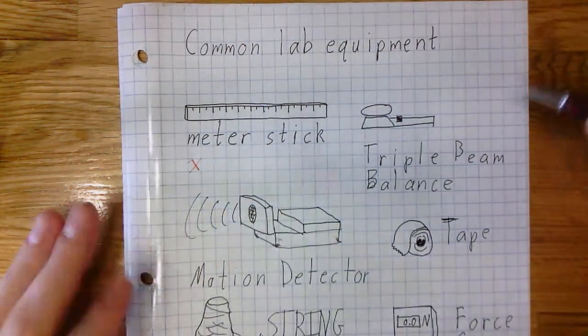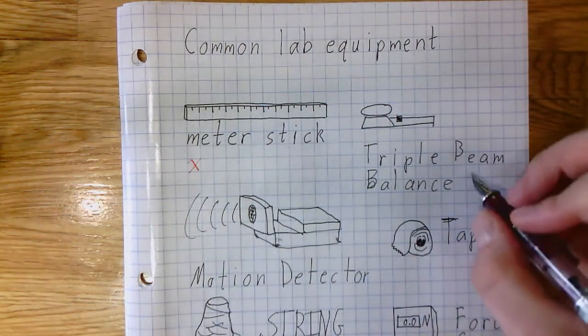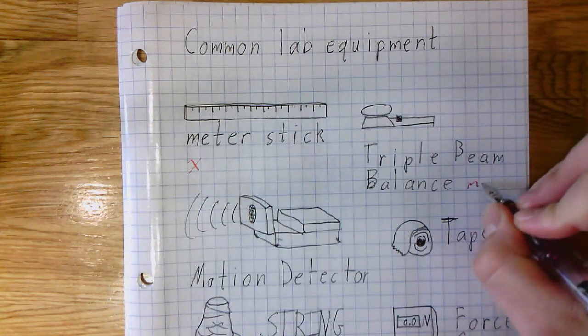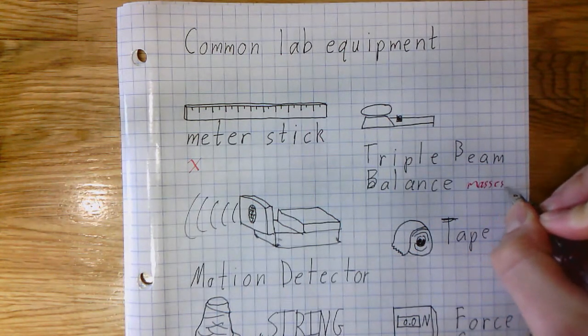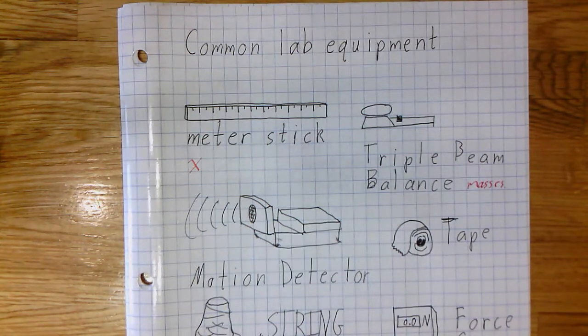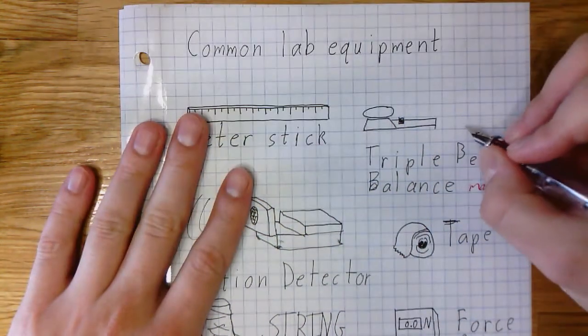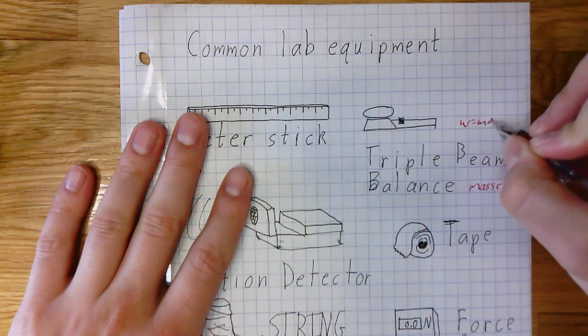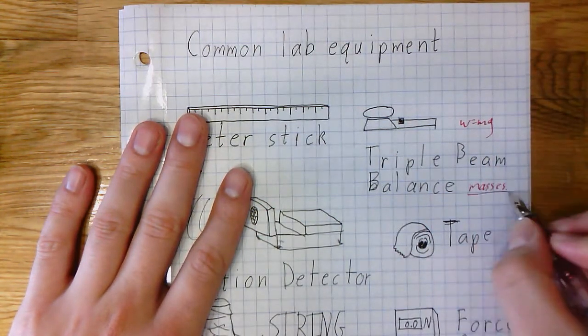All right. Triple beam balance. You guys know this from chemistry. This is good for masses. If you want to know how heavy something is, you need to find its mass and multiply by g, right? Because weight equals mass times g. So this thing gives us the mass.